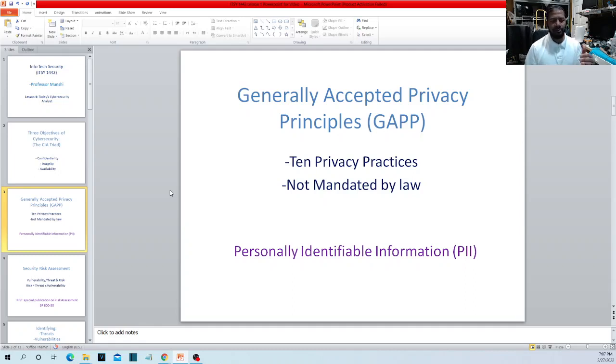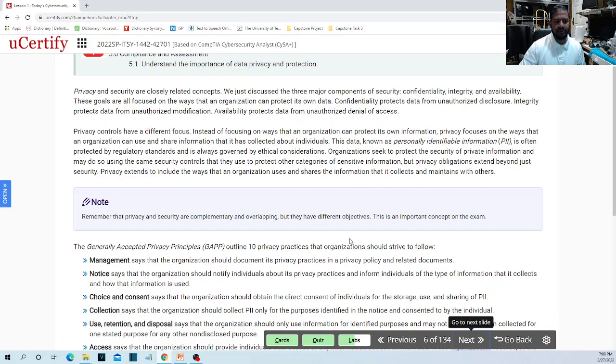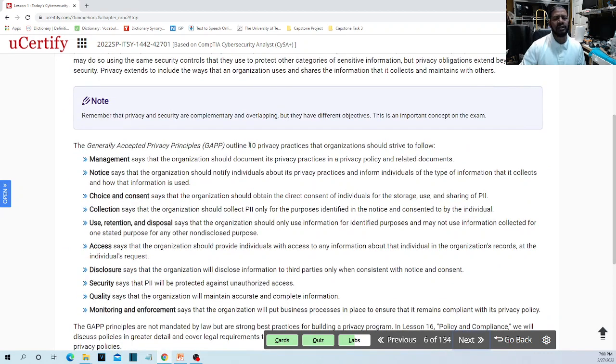The kind of information that can be used to identify a person, such as their identification number, social security number, their medical history, their financial records. There are so many different pieces of information about us that we should keep confidential. Otherwise, we may be harmed. We may be identified in a way that we don't want to be identified by other people. So let's take a look at the chapter here. What are the 10 privacy practices that organizations typically follow?